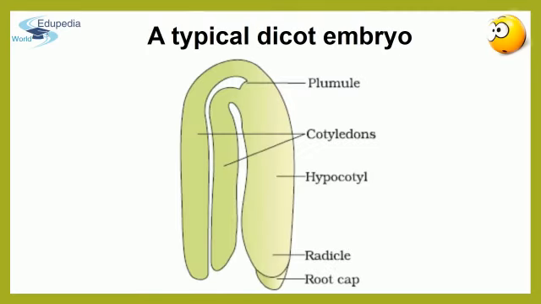Now let's discuss the structure of a typical dicot embryo. Typically, a dicot embryo includes an embryonal axis and two cotyledons. Remember, two cotyledons. The portion of the embryonal axis above the level of cotyledons is the epicotyl, which terminates with the plumule or the stem tip, while the cylindrical portion below the level of cotyledons is called the hypocotyl, which terminates at its lower end in the radicle or root tip. The root tip is covered with a protective sheath called the root cap.